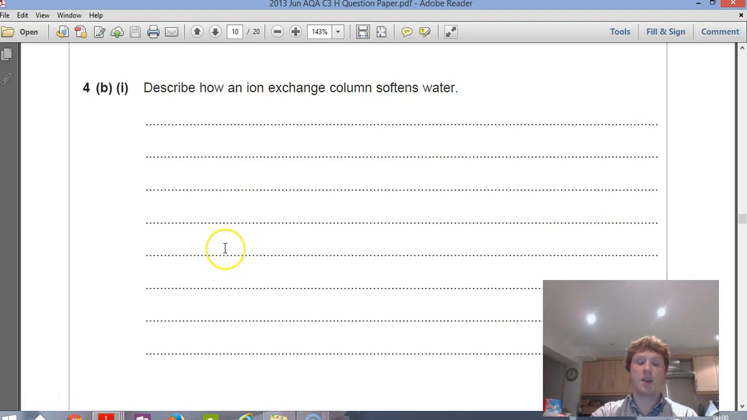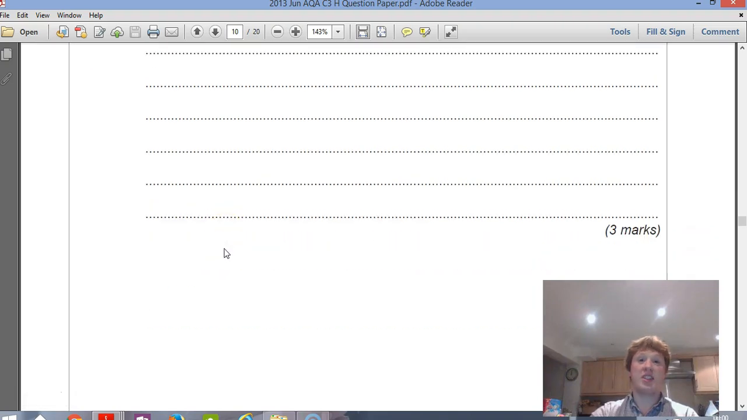Like the film Snakes on a Plane. It's an ion exchange column. You can't get more plain than that.